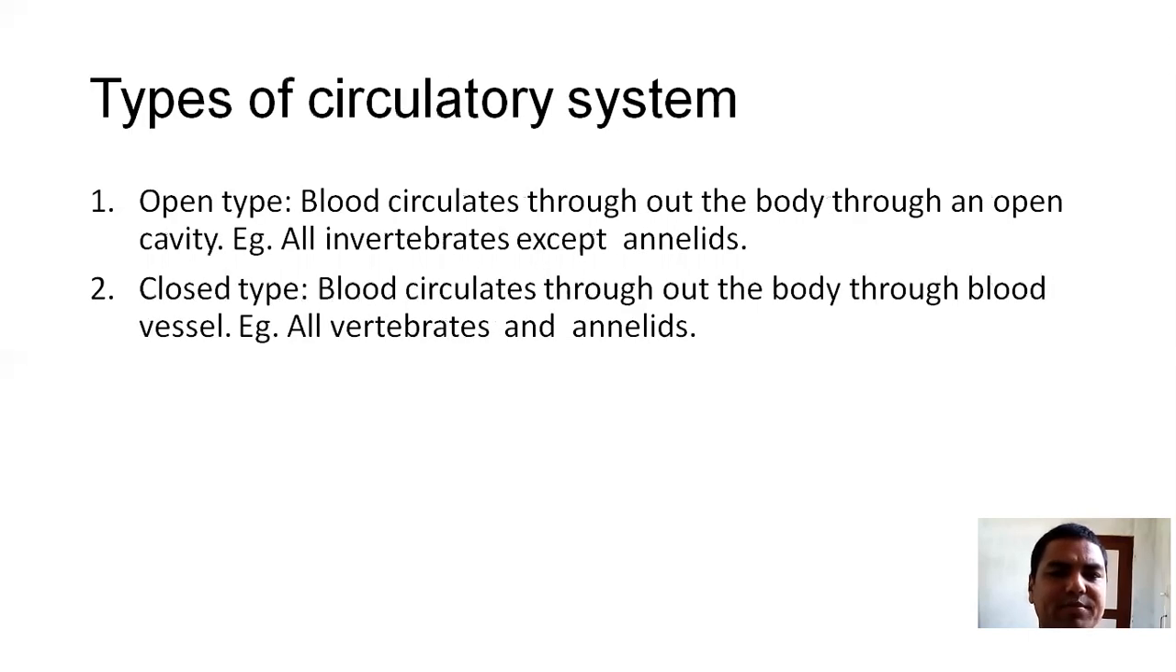Types of circulatory system. There are two types of circulatory system. They are open type and closed type. Open type circulatory systems are those in which blood circulates within the coelomic cavity. This type of circulatory system is present in all invertebrates except Annelida. Closed type circulatory system, those types of circulatory system in which blood circulates within the blood vessels. For example, all vertebrates and the Annelida.